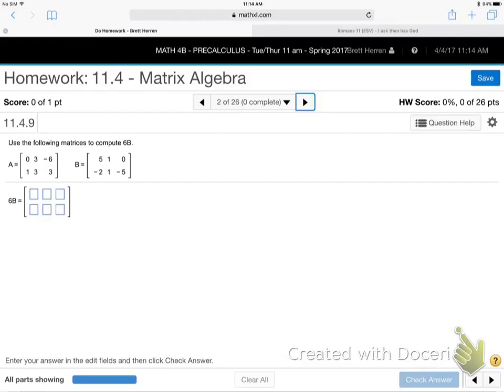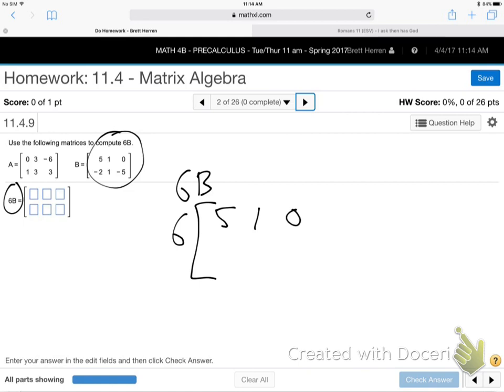And we're going to multiply a matrix by a number. So here's matrix B, and they're saying take 6 times matrix B, 6 times the 5, 1, 0, negative 2, 1, negative 5. Okay. If you were to make up the rules on this, how would you make up the rule of multiplying a number like 6 times a whole matrix? What would you do?